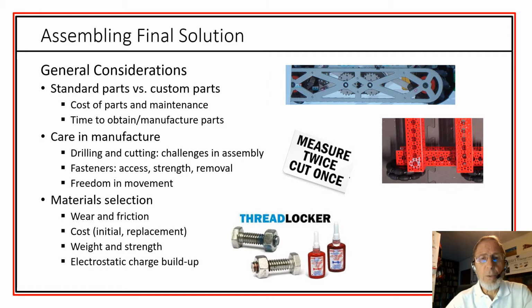We also need to consider what materials we're using. Sometimes we have options, so we need to think about the wear, friction that might be associated with these materials, the cost, whether it's initial cost or replacement cost, the weight and strength of these materials. And in some cases, where we have potential for building up static charge, we need to be careful in selecting materials that will minimize electrostatic buildup if we're concerned about discharge that could disable our robot or whatever our system happens to be.